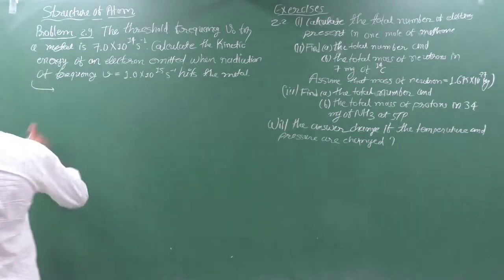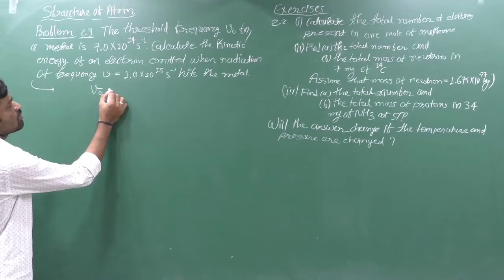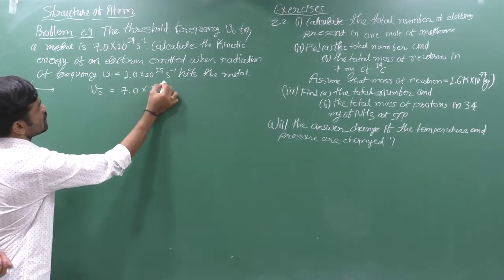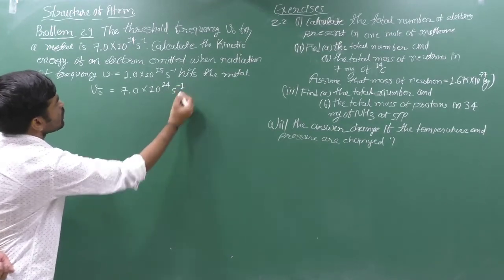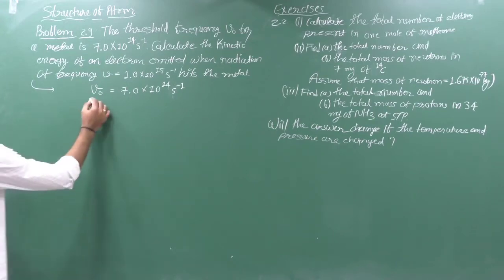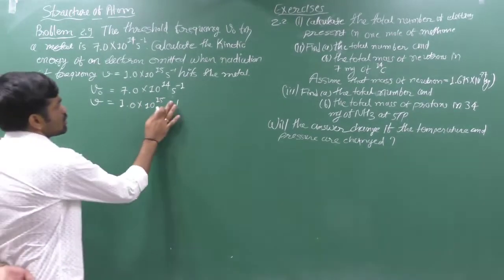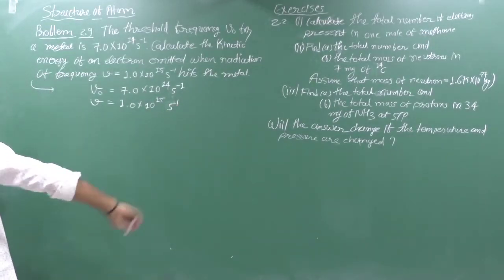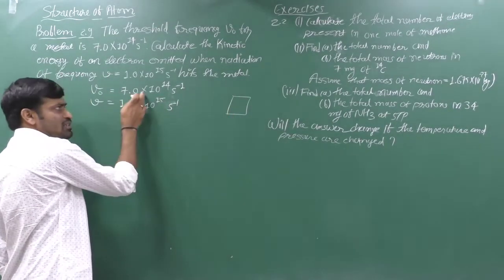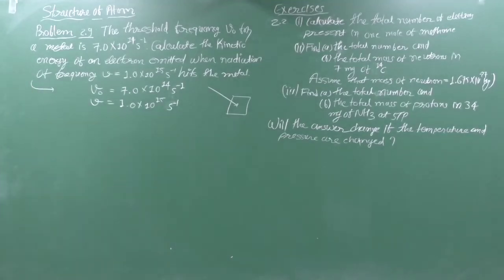Yes, problem number 2.9. The threshold frequency mu0 for the metal is 7.0 into 10 raised to 14 second inverse. It is given. Calculate the kinetic energy of an electron emitted when radiation of frequency mu 1.0 into 10 raised to 15 second inverse hits the metal. Suppose we have a metal with this threshold frequency, and you make radiation incident on it with frequency 1.0 into 10 raised to 15 second inverse.